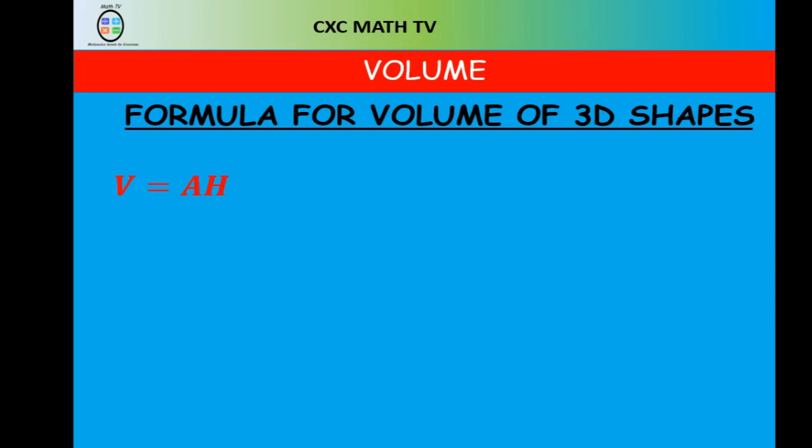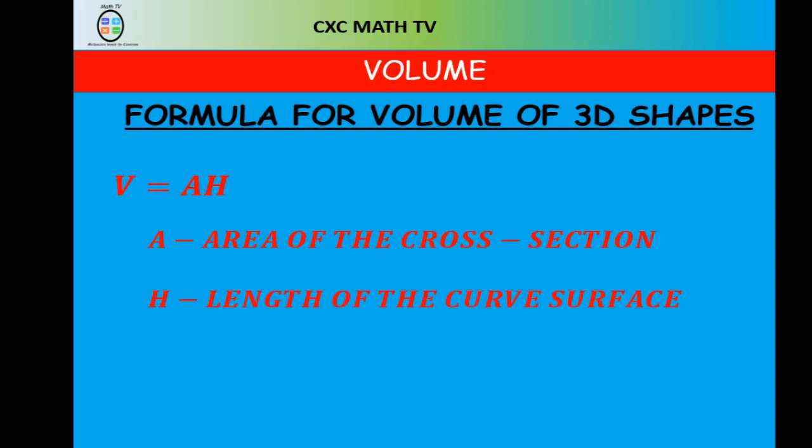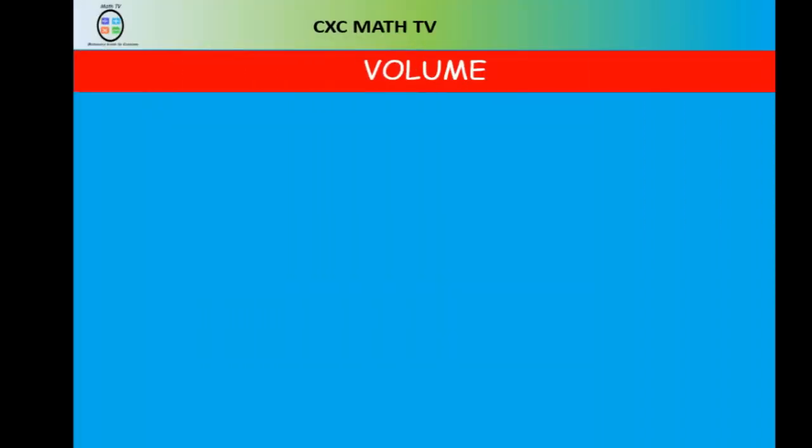For these regular shape three-dimensional objects, the formula we're going to use is V equals A times H. Now you're wondering, what is A and what is H? A is just the area of the cross section, and H is the length of the curved surface. A is the area of the cross section, H is the length of the curved surface.